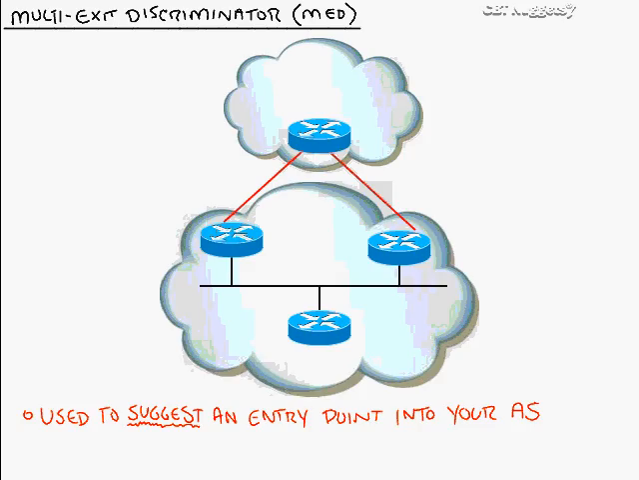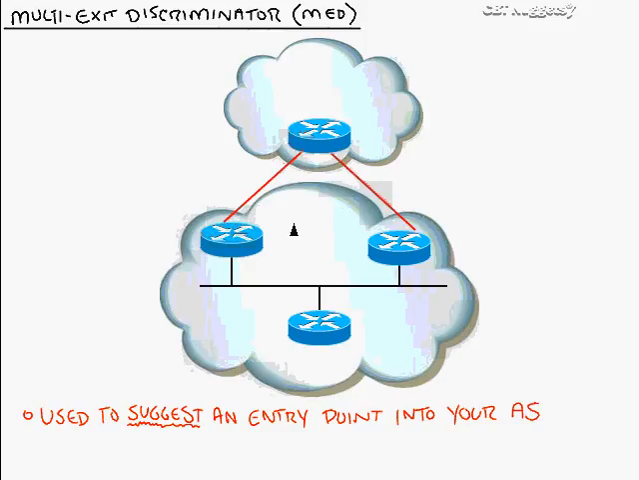The multi-exit discriminator, or MED, also called the metric, you may hear it referred to as the metric of BGP, and don't let that confuse you, is the closest attribute you'll ever get to breaking the golden rule of BGP. What this attribute does is suggest, and I underlined it, I want to make sure I emphasize this, it suggests an entry point into your autonomous system.